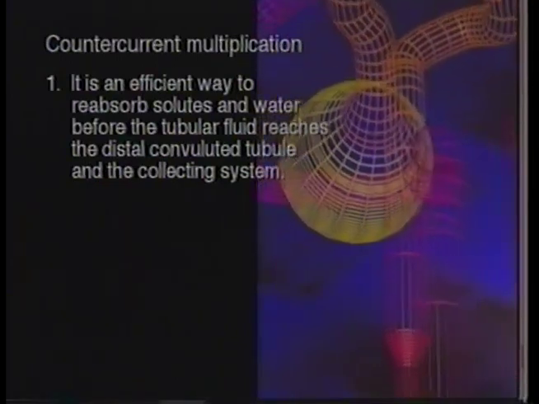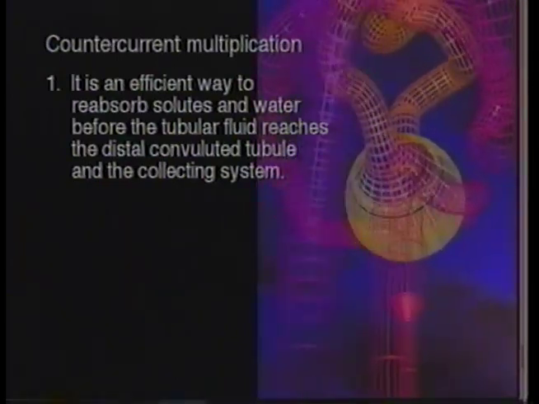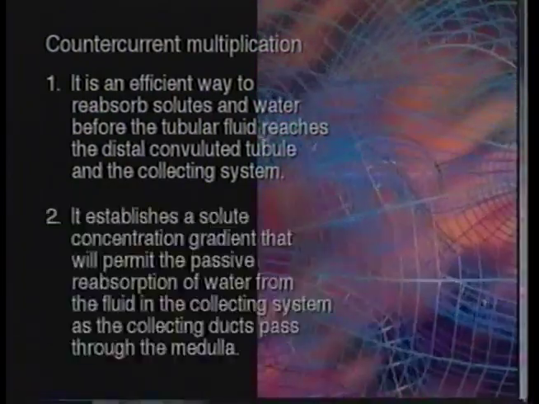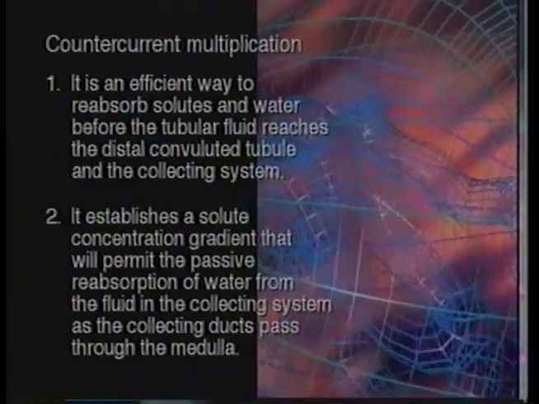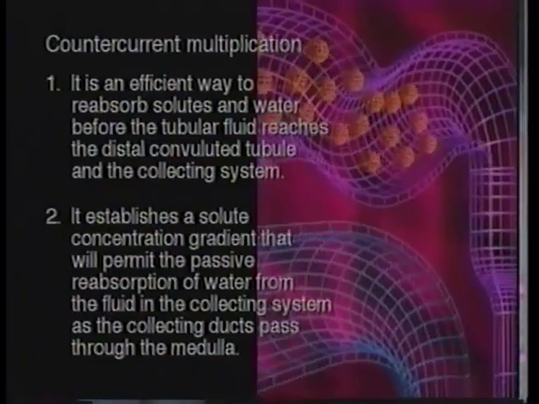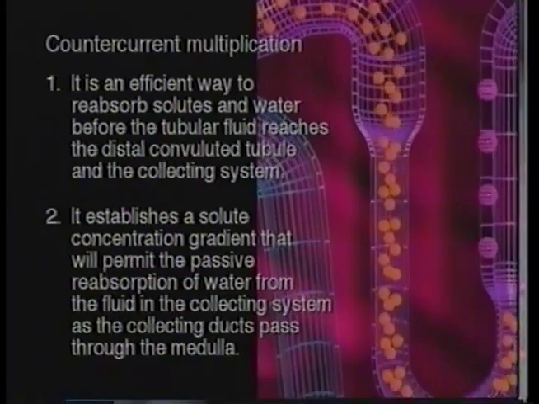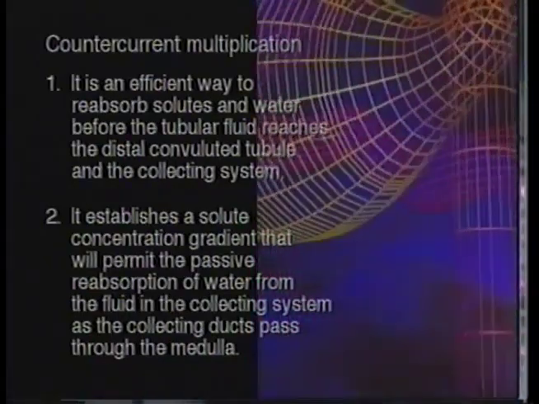First, it is an efficient way to reabsorb solutes and water before the tubular fluid reaches the distal convoluted tubules and the collecting system. Second, it establishes a solute concentration gradient that will permit the passive reabsorption of water from the fluid in the collecting system as the collecting ducts pass through the medulla. The reabsorption of water from fluid in the collecting ducts is regulated by circulating levels of antidiuretic hormone. This and other hormones, such as aldosterone and atrial natriuretic peptide, work to help the kidneys regulate the fluid and electrolyte balance of the body.